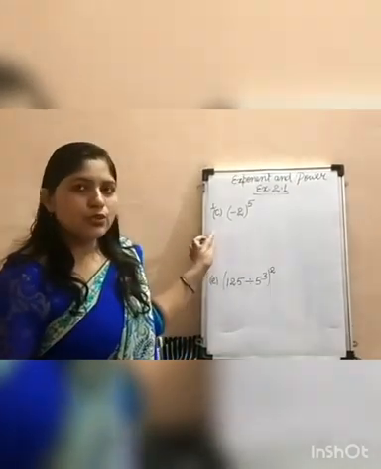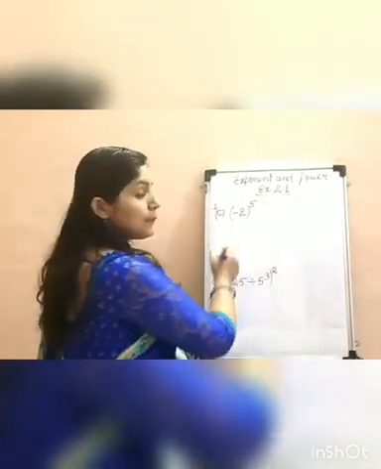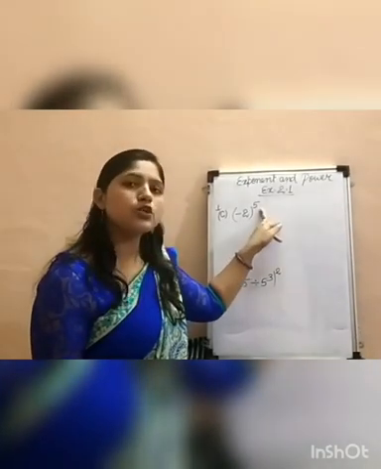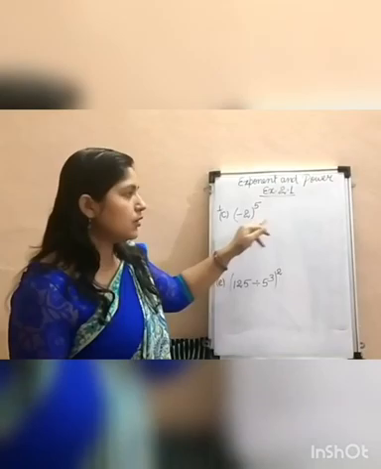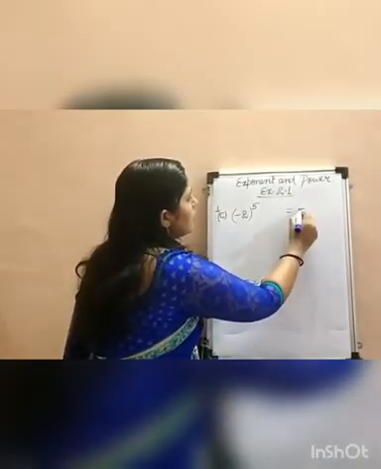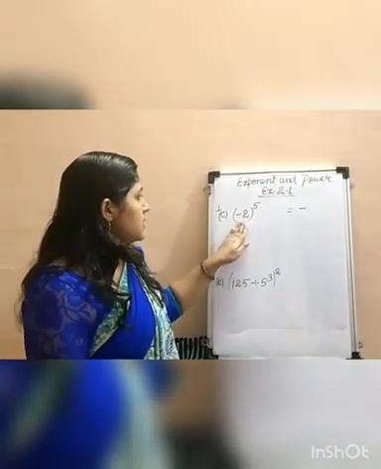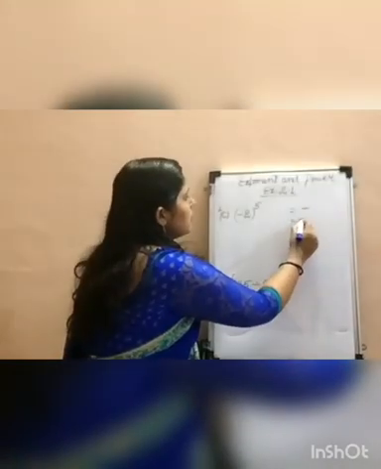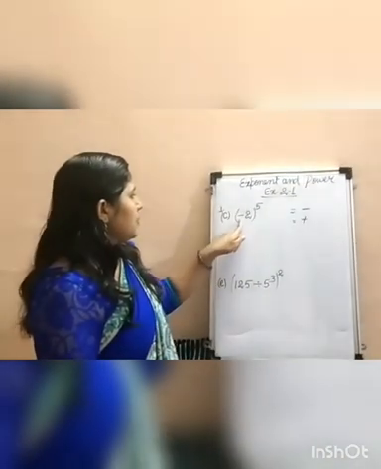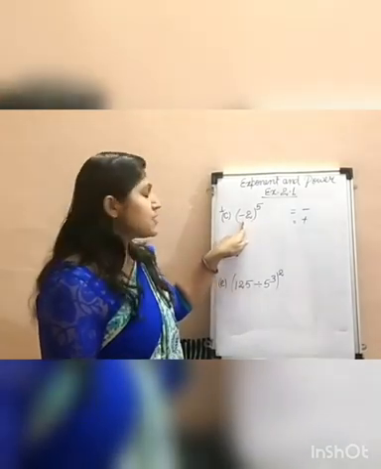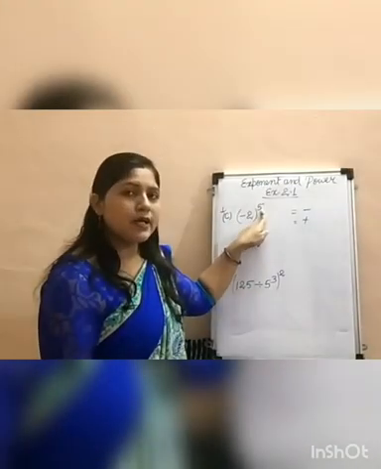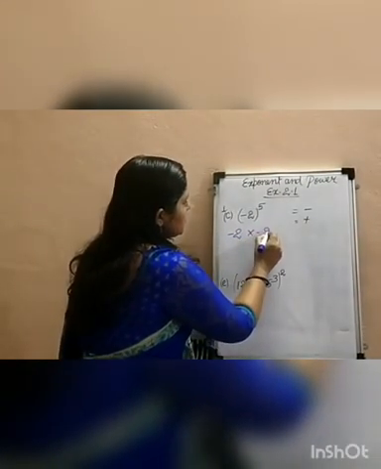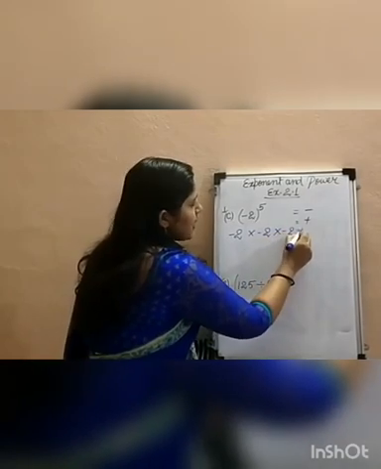Here is one more thing I just want to share with you. If the base has a negative sign and the exponent is an odd number, 5 is an odd number, so your answer will be negative. And if the base has a negative sign and the exponent is an even number, your answer will be positive. For example, here the base is 2 that has a minus sign and the exponent is 5, which is an odd number. We can write it as minus 2 into minus 2 into minus 2, 5 times minus 2.